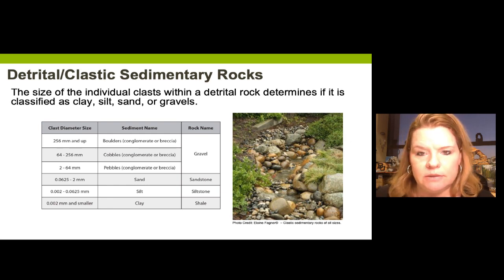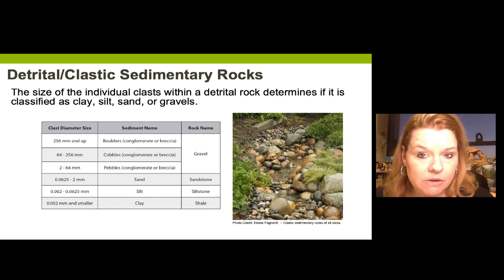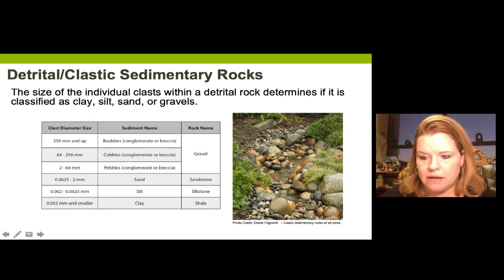Well, let's look at what constitutes gravels on the sediment size chart. Pebbles, all the way down to 2 millimeters to 64 millimeters in size, the cobbles, 64 to 256 millimeters in diameter, and then boulders, everything bigger than 256 millimeters. And in most cases, the boulders would be like this size right here, just giant, right?